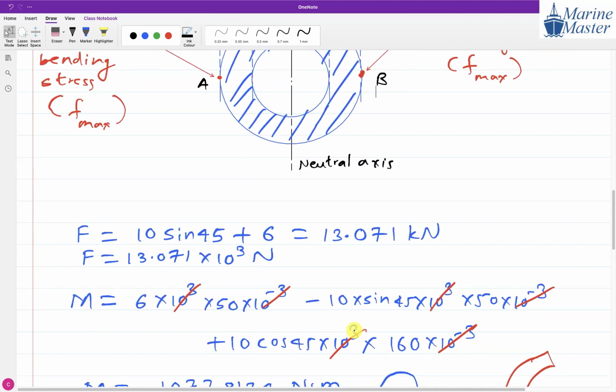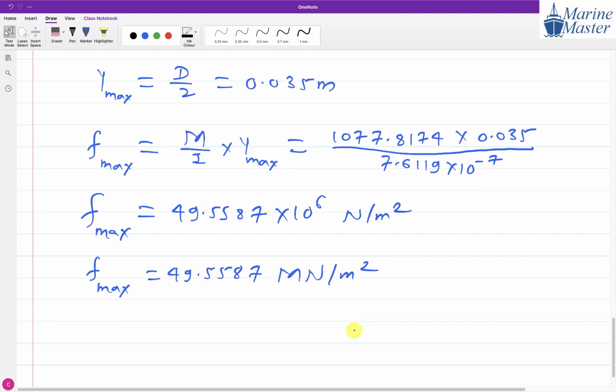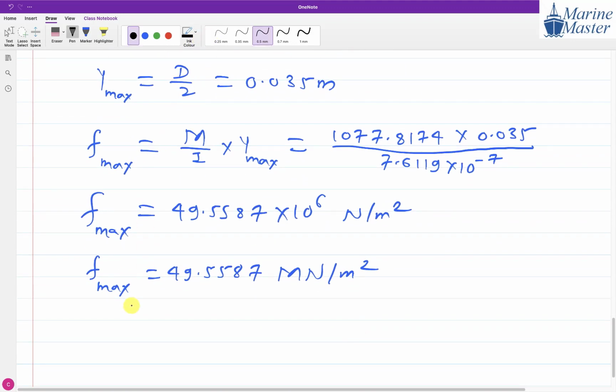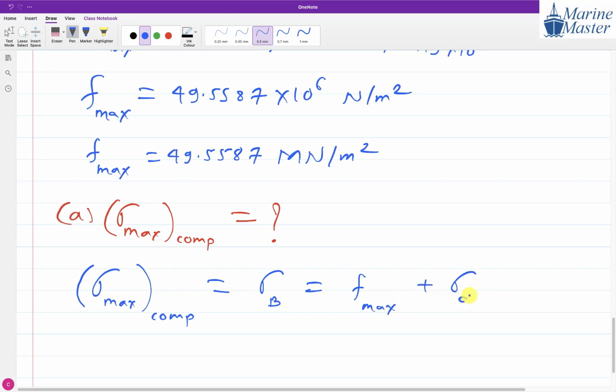Now observe the scenario, what we have to do and how we are going to approach things further. In part A our target is what? Maximum compressive stress. We have to find sigma max compressive. Sigma max compressive will be the stress at point B, where we will have the maximum compressive stress. The net stress at point B will be: F max, compressive in nature, and direct stress also compressive in nature.